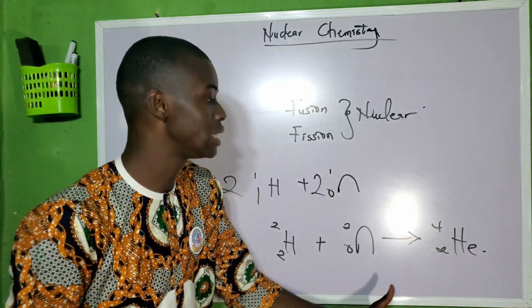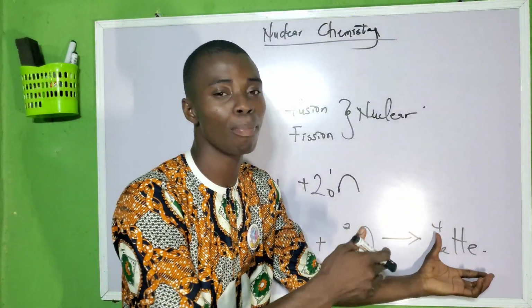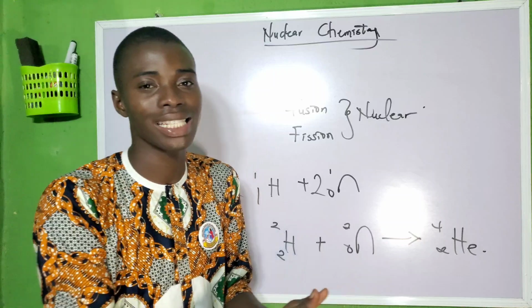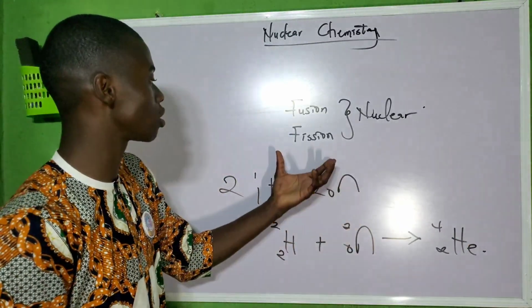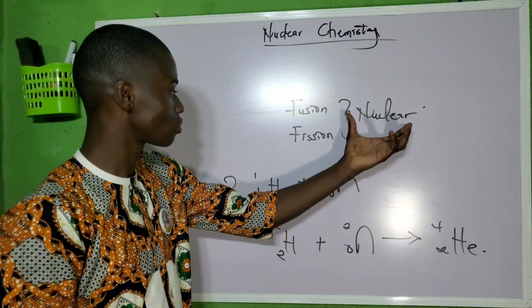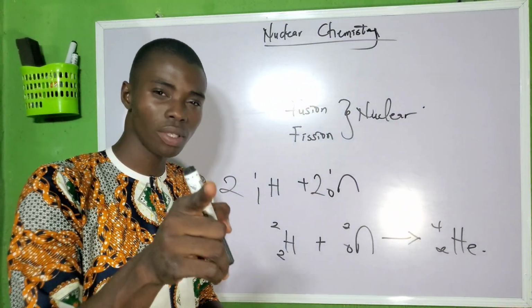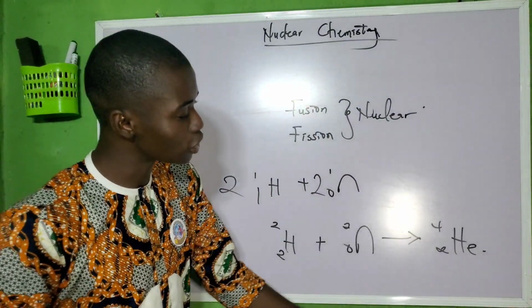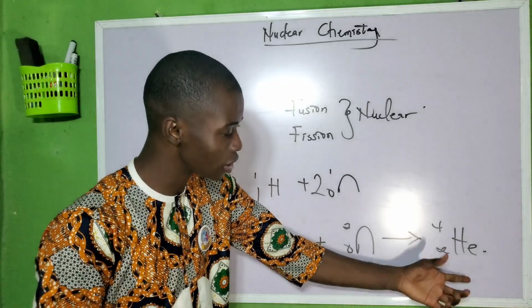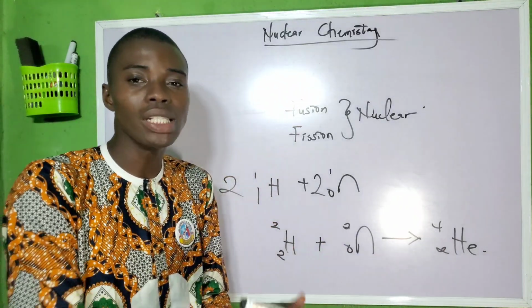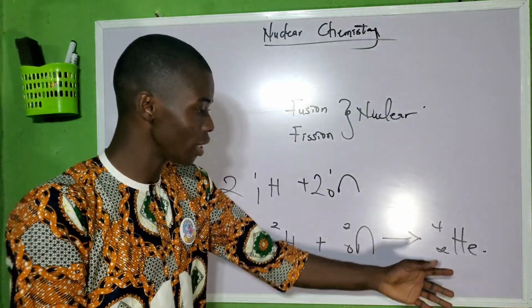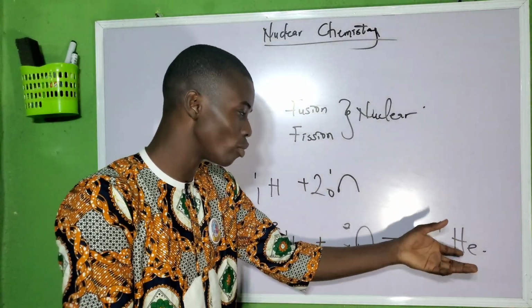So when this helium here is bombarded to form lighter nuclei, what will now be the product? The product is usually talking about a nuclear what? Fission. But there is something I want us to understand. Is it true that helium is stable? Is it true that we can actually break helium down? Can we disintegrate helium?